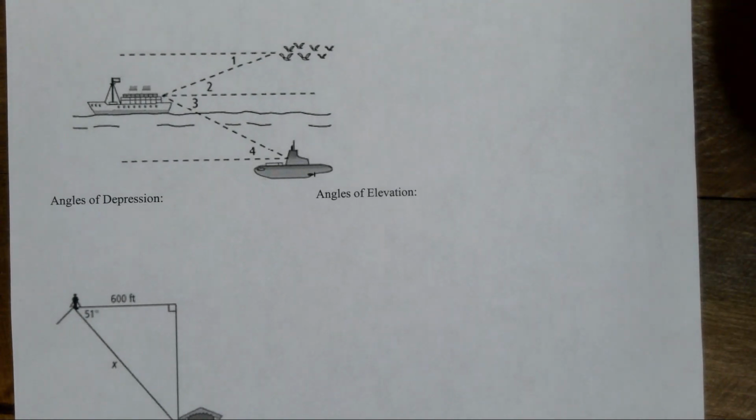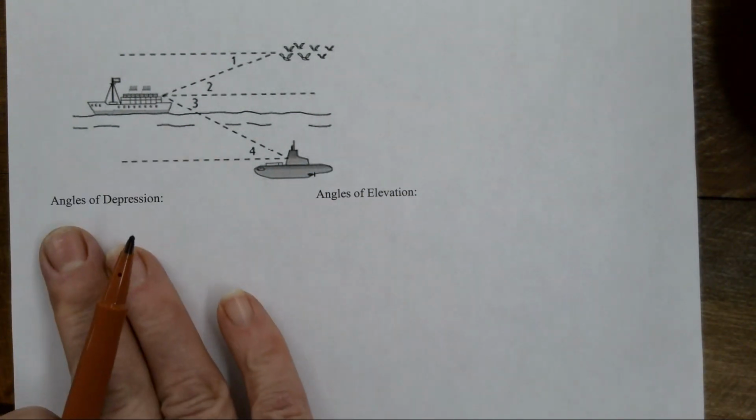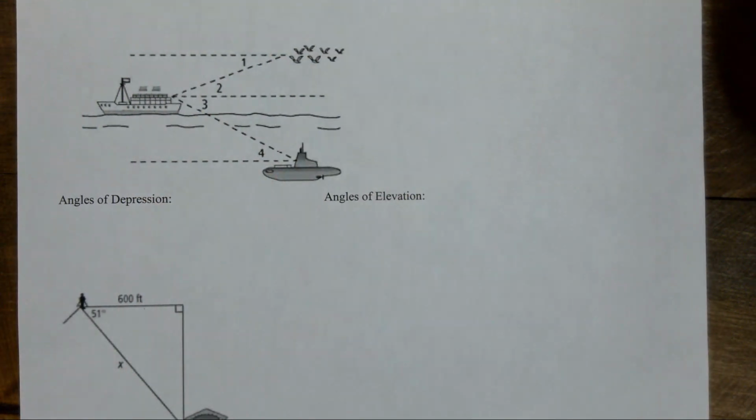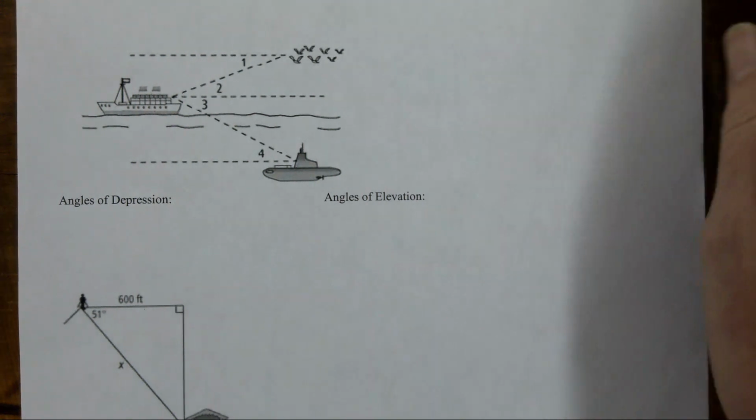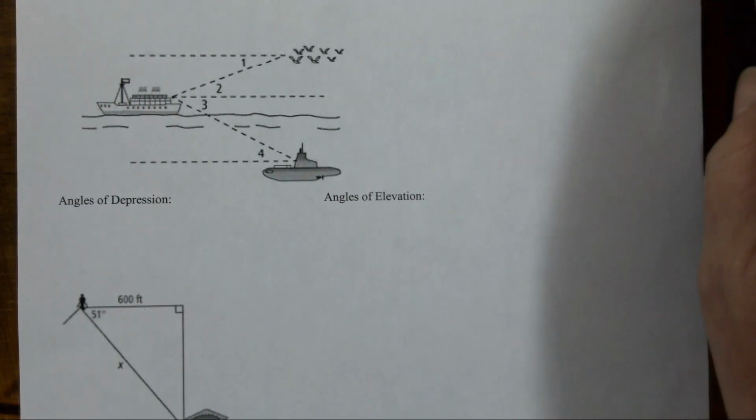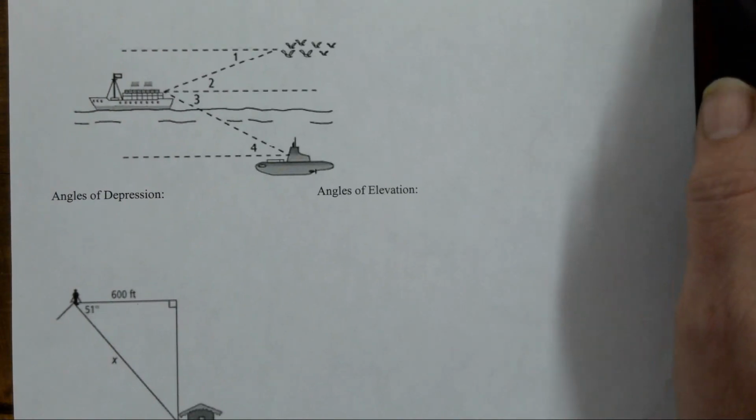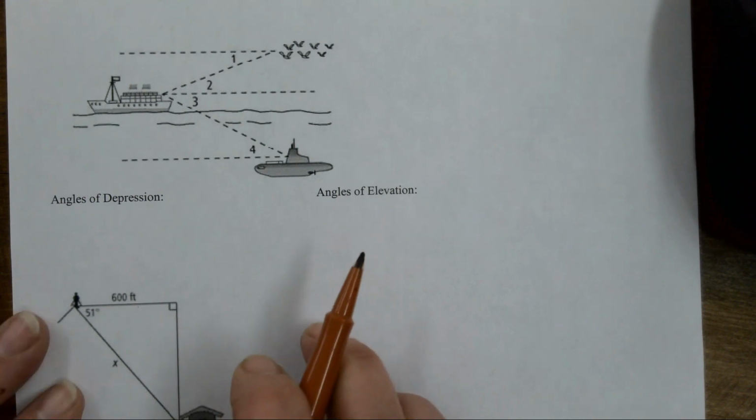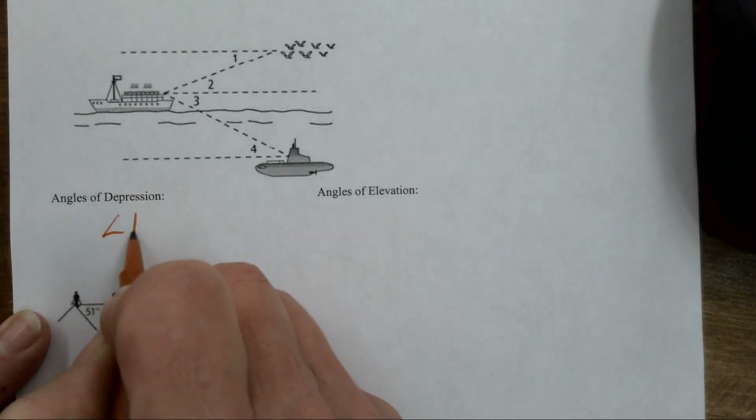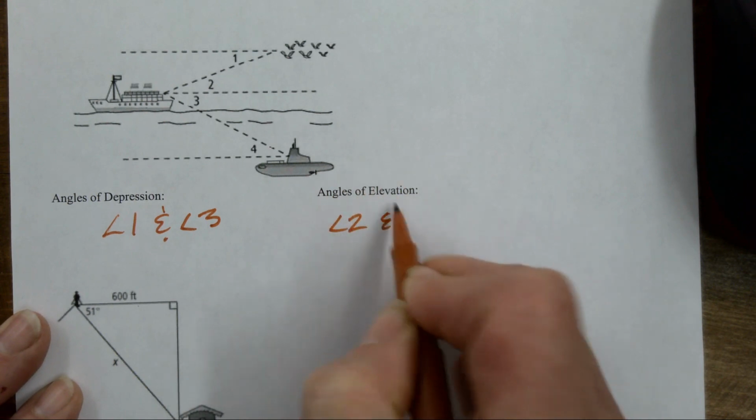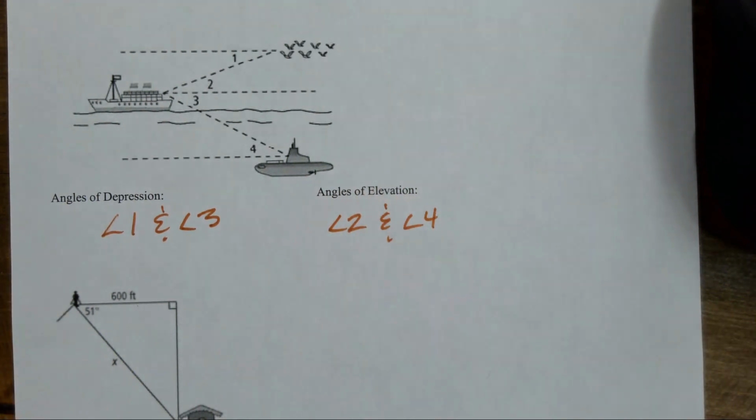So let's go ahead and list these. Give it a try. I'll let you guys try on your own. Just under angles of depression, list the angle numbers that fall into that category. Under angles of elevation, list the angle numbers that fall into that category. I'll give you a moment to do that, and then we'll share. All right, depression. Which ones are depression? Angle 1 and angle 3. Elevation, angle 2 and angle 4. Great.